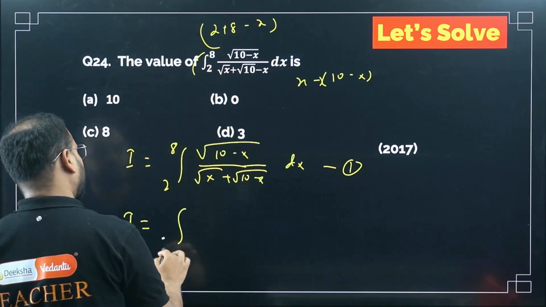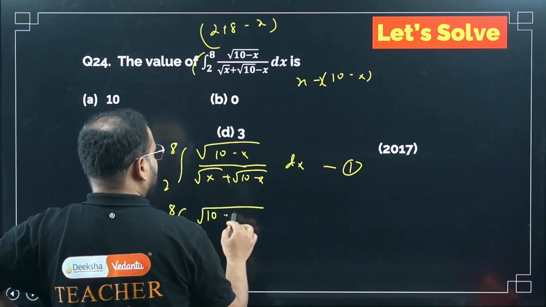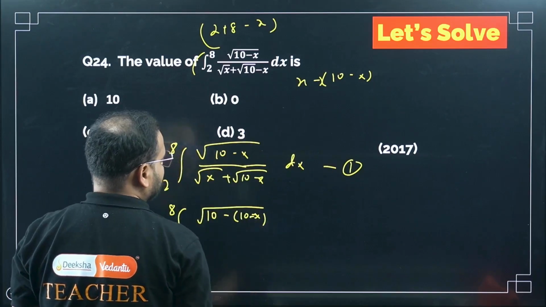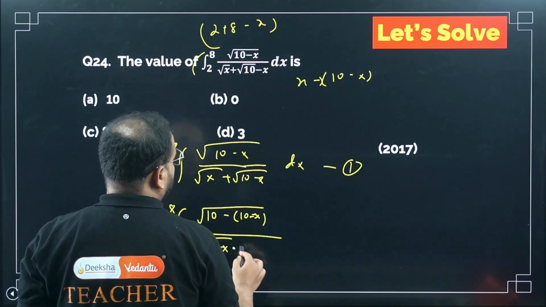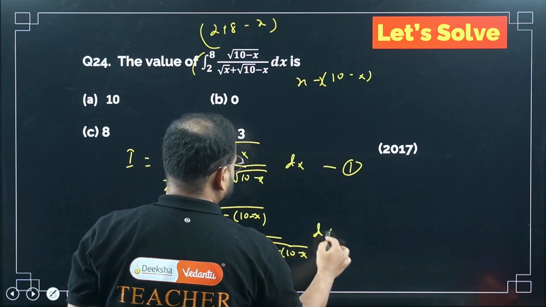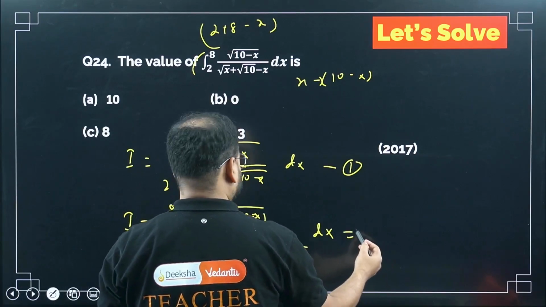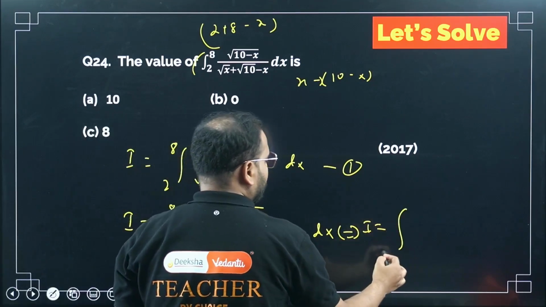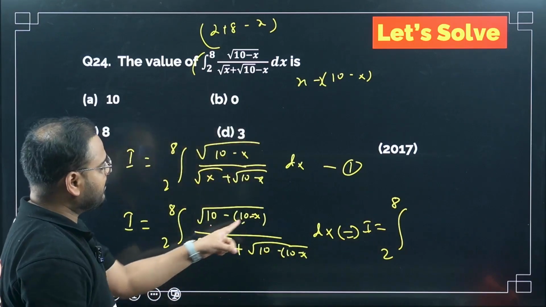I equals integral from 2 to 8, the limit will not change. I'll get root of 10 minus x. I'm writing x as 10 minus x. So 10 minus x upon 10 minus x plus 10 minus x, dx. Yes or no? Alright. What will this become? I equals from 2 to 8 only. 10 minus 10 minus x, how much is that? 10 minus 10 is 0 and minus of minus becomes plus.